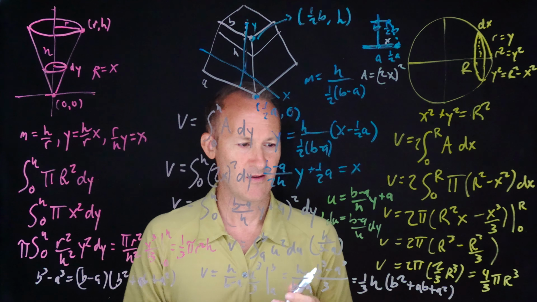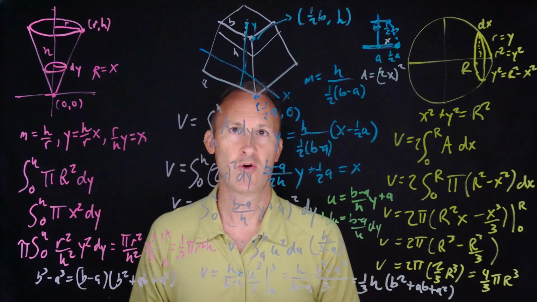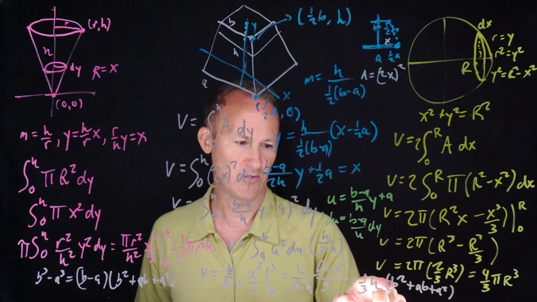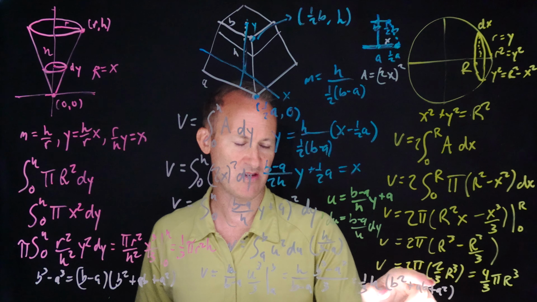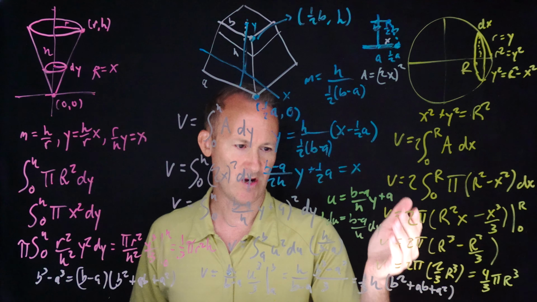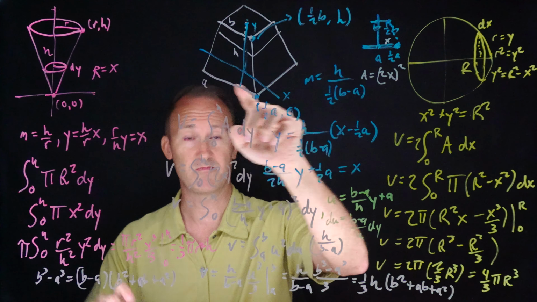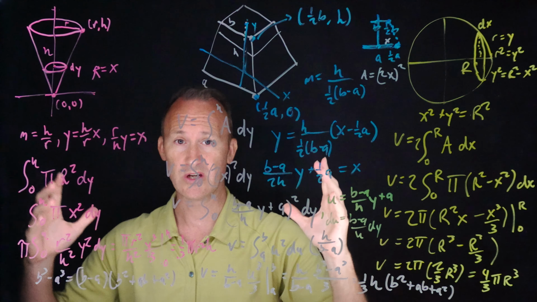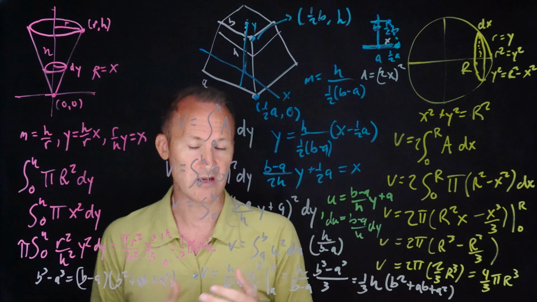Now, let's check this using some base cases. What if b and a are equal? If b and a are equal, what do we get? We get b squared plus b squared plus b squared, so 3b squared, the 3's would cancel, and we would get b squared times h. Definitely that's good, because if a and b are equal, a squared times h is simply the volume of a rectangular prism with base a and height h.